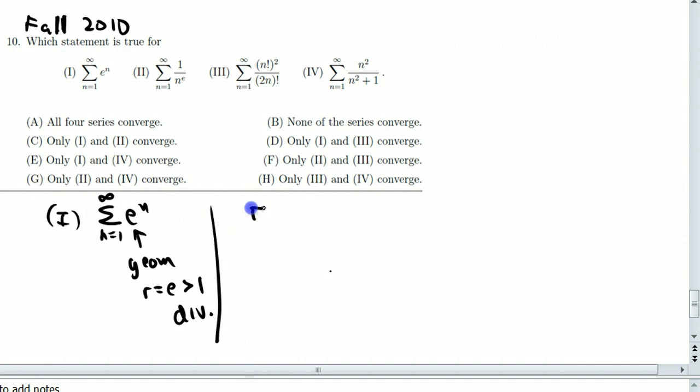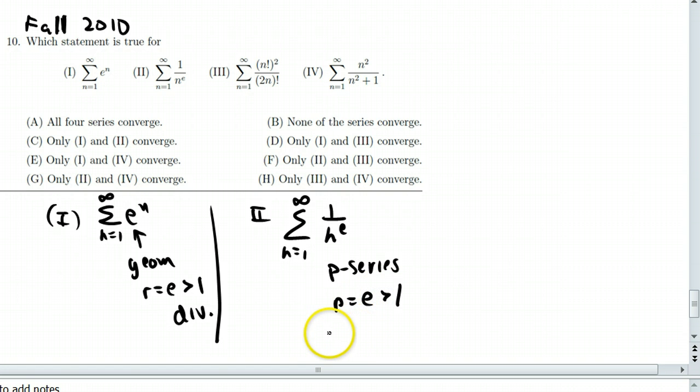Number 2, 1 over n to the e. Hopefully you recognize that as a p series with p equals e. When you get p equals e, which is greater than 1, the p series will converge. So 2 converges.